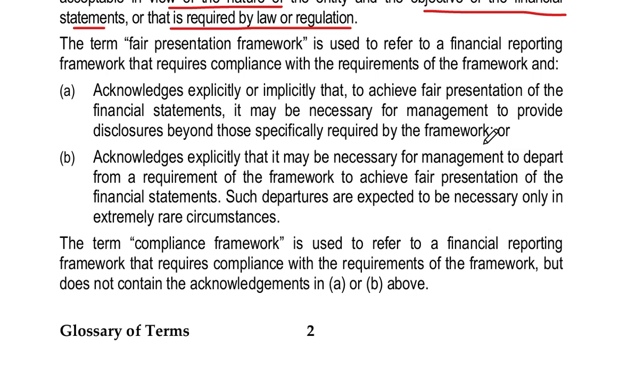They can cross over it and acknowledge explicitly that it may be necessary for management to depart from the requirements of the framework to achieve fair presentation of the financial statements. Such departures are expected to be necessary only in extreme circumstances. Sometimes this may happen. What is that?